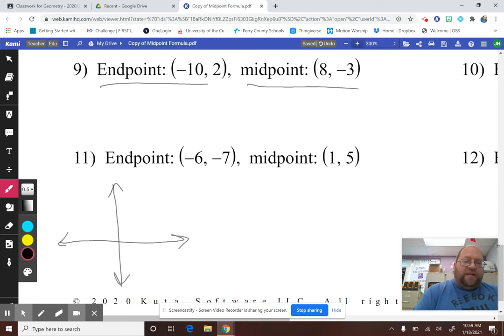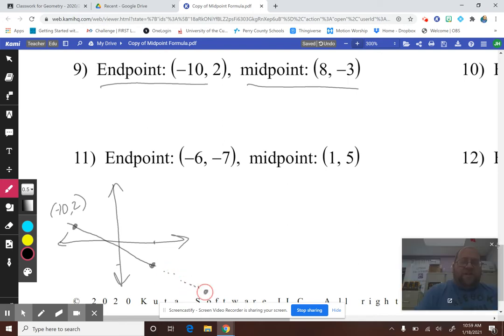So I'm going over to -10 and +2. So here is my point here. My endpoint is -10, +2. Okay. Now let's look at the midpoint that it's given me, which is +8, -3. So we'll say that's there. Okay, so what I want you to think about is this is the endpoint, and it's going through this midpoint, which means, and this is going to be a terrible line probably, but that means that my other endpoint is somewhere down in here.